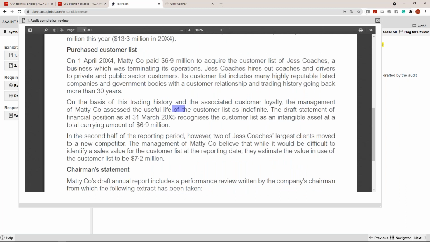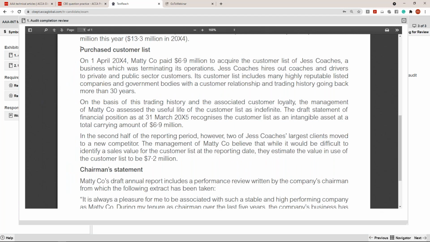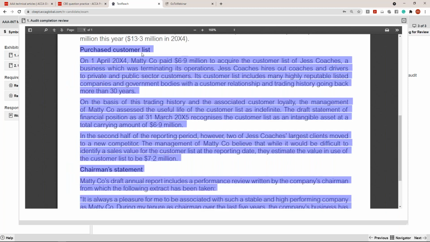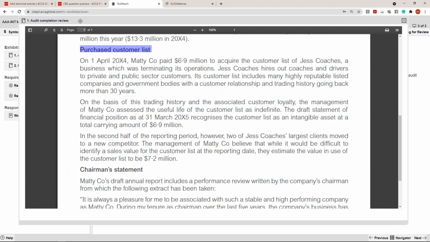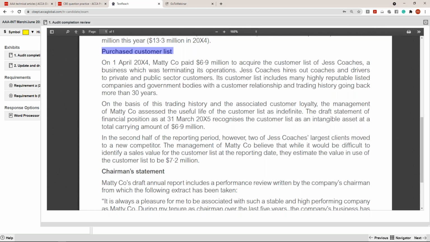I'm giving you 5 minutes. I hope this is big enough for you to read. Can you read this purchase customer list paragraph and tell me you are clear with what is happening in the purchase customer list? Just read it. I'm giving you 3 minutes.